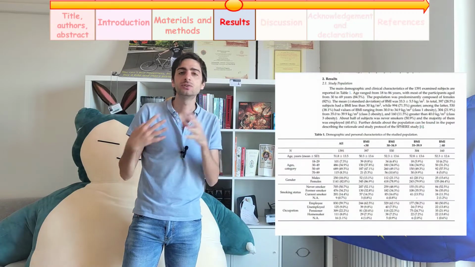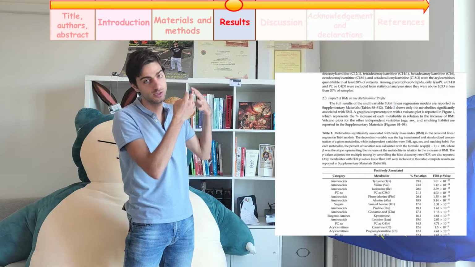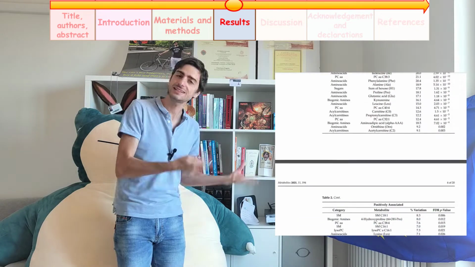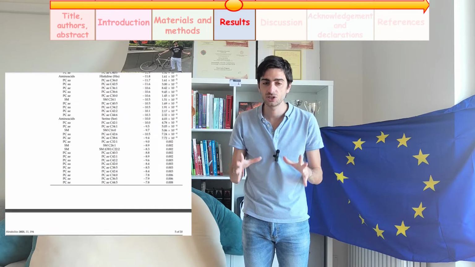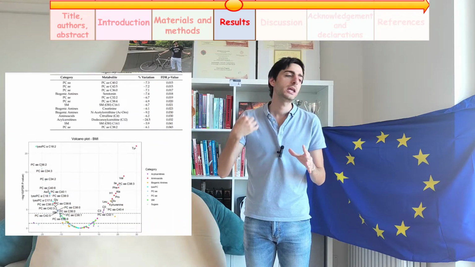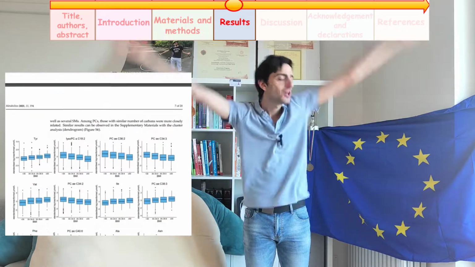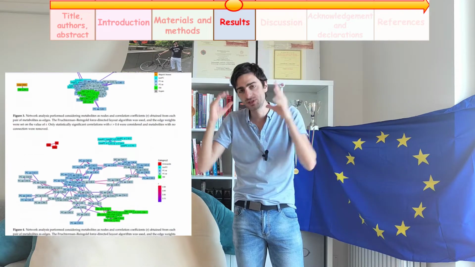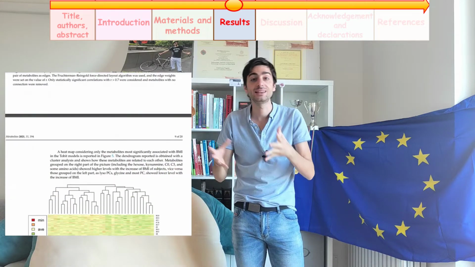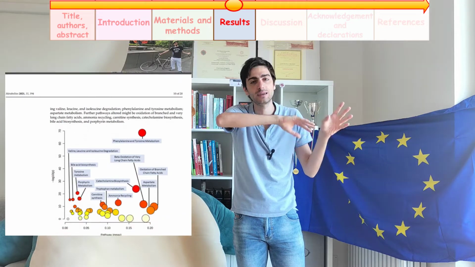Then we have the results section. Sometimes the results section is combined with the discussion section. Let's take just the results section for now. The results section should contain, in the form of tables, graphs, text, or everything combined, the results obtained by performing the experiments described in the materials and methods section.